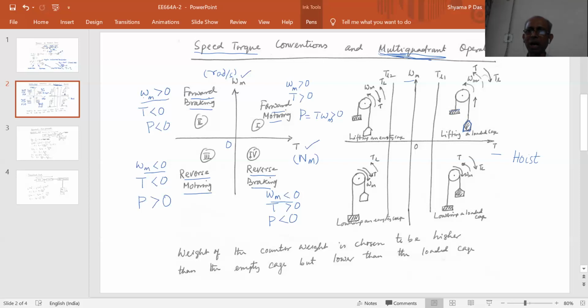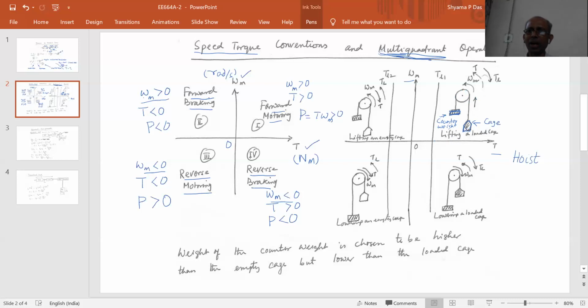And then we have what is called a counterweight. So this is the cage, and this is called the counterweight. Now we are lifting a cage, and this is a pulley arrangement. The motor is fixed to this pulley, and the motor is running either in the clockwise or anti-clockwise direction.